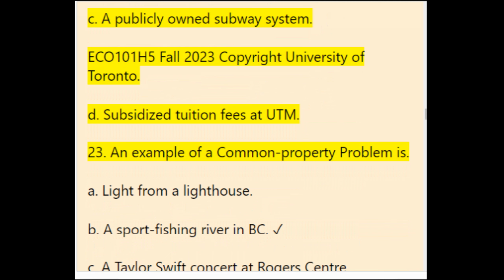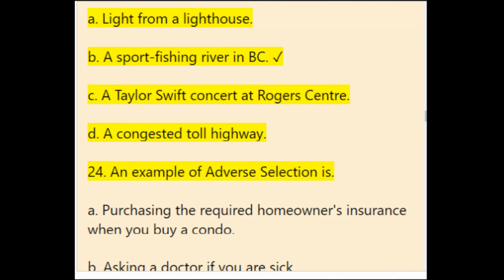23. An example of a common property problem is A. Light from a lighthouse. B. A sport fishing river in BC. C. A Taylor Swift concert at Rogers Center. D. A congested toll highway.